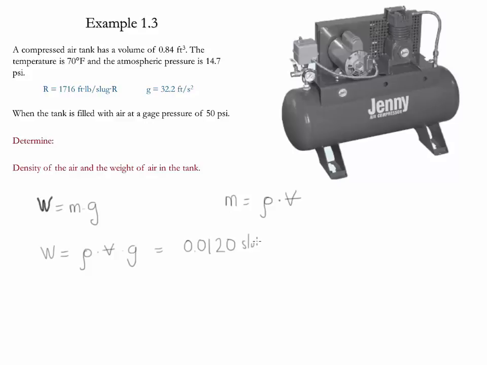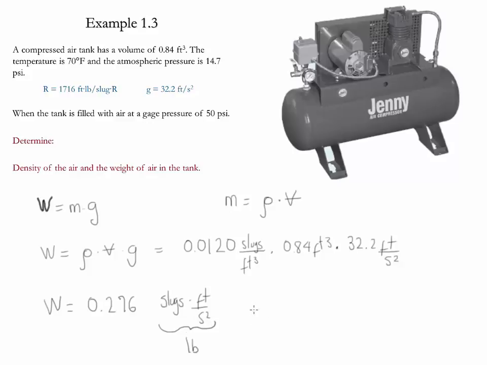0.0102 slugs per feet cube. We multiply it by the volume, 0.84 feet cube, and we multiply it by 32.2 feet per second square, which is gravity, and we obtain that that value is going to be 0.276 slugs feet per second square. Now this unit is the same thing as a pound, therefore the weight is going to be equal to 0.276 pounds, which corresponds to a unit of force.